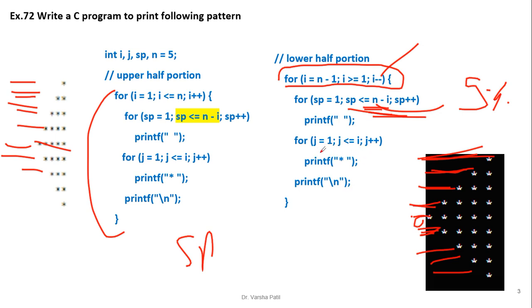to this value, j equal to 1, j is less than or equal to i, j plus plus, and it will print star, because here i is initially 4, then 3, then 2, and then 1. So in this way, whenever you are writing the program, at that time you require to check what is the value of the variable and how it is going to change.